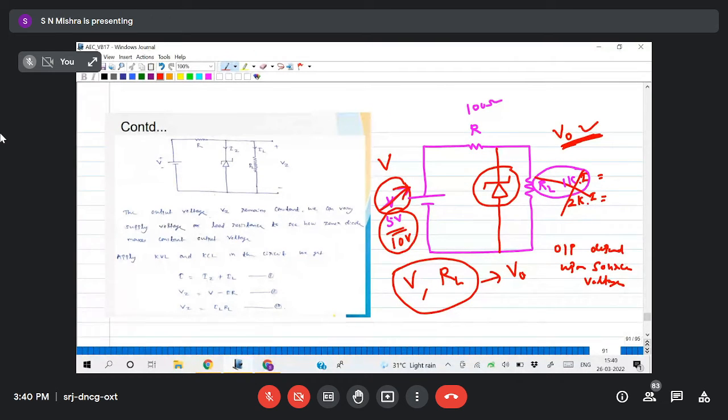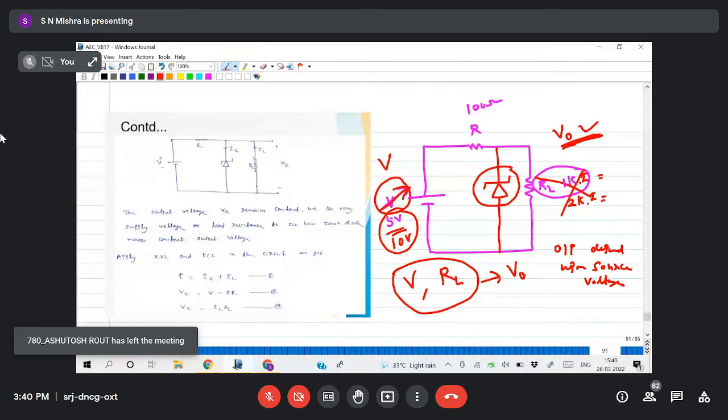Yes, sir. If I change the input voltage and change the load resistance and my output still remains the same, then I can say that this is happening because of the Zener. So that is actually, you can say, the Zener diode regulating the voltage, or you can say voltage regulator by Zener diode, anything you can say.